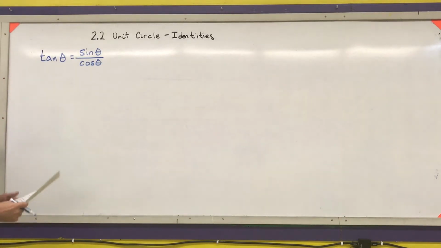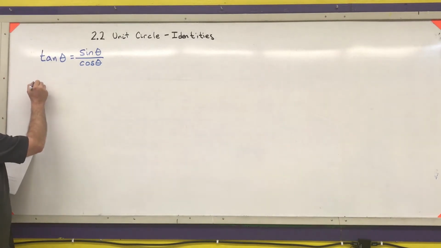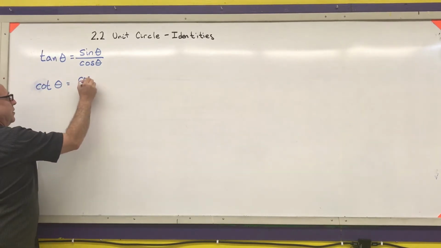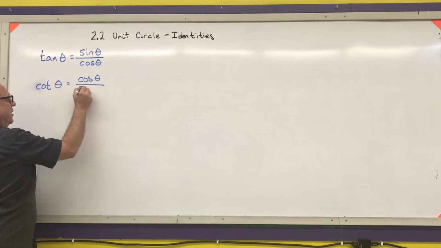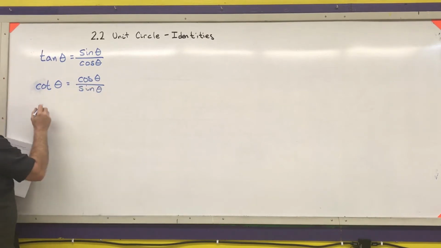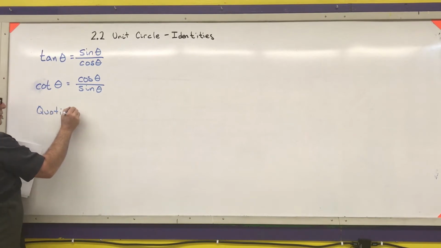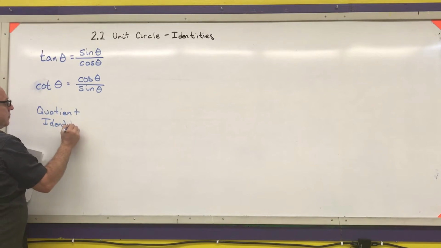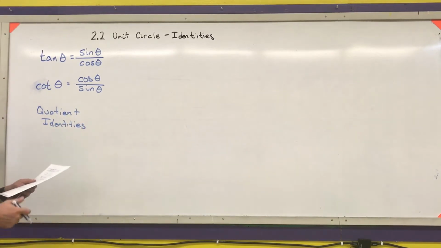This, as well as the cotangent equaling the cosine of the angle over the sine of the angle. These are called our quotient identities.